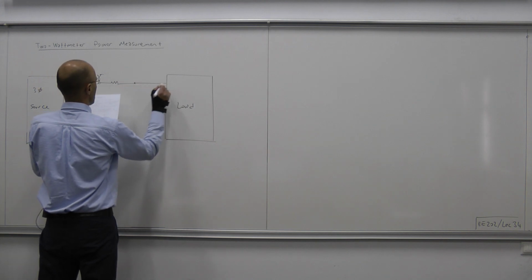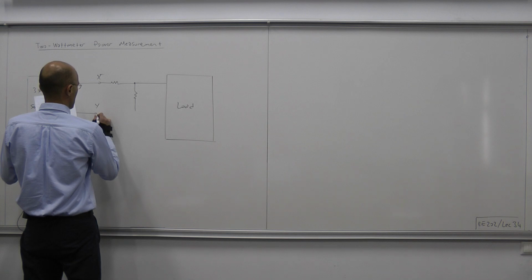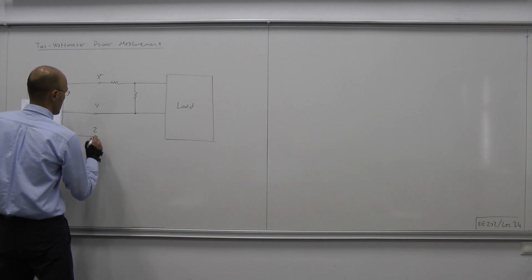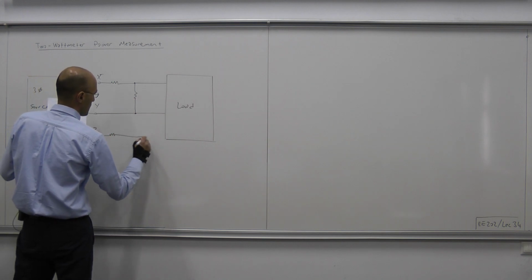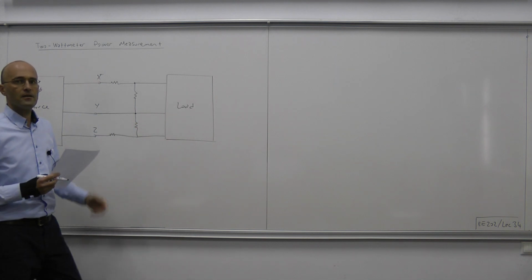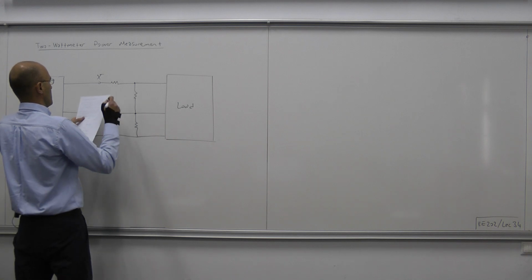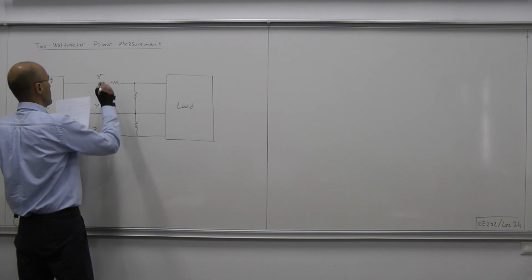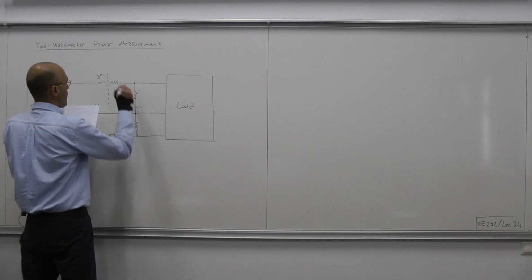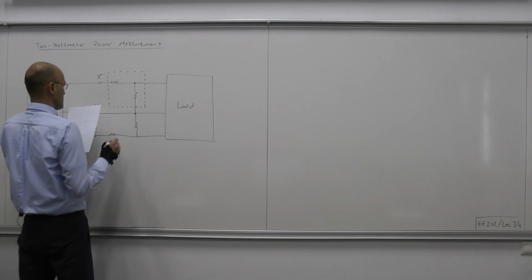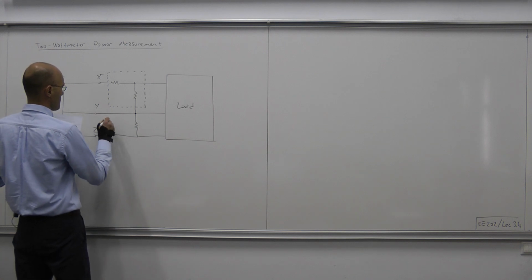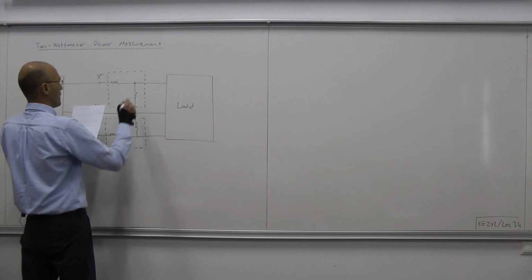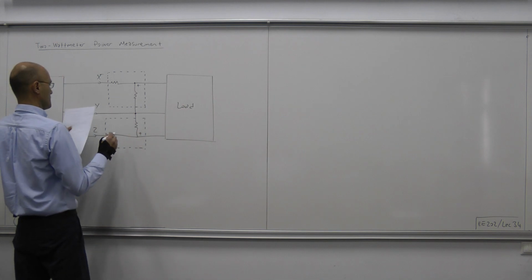wattmeters. Wattmeters are three-terminal devices which are connected to the system as follows. So here we have our first wattmeter, inside this box, and here we have our second wattmeter. This is plus and this is plus.